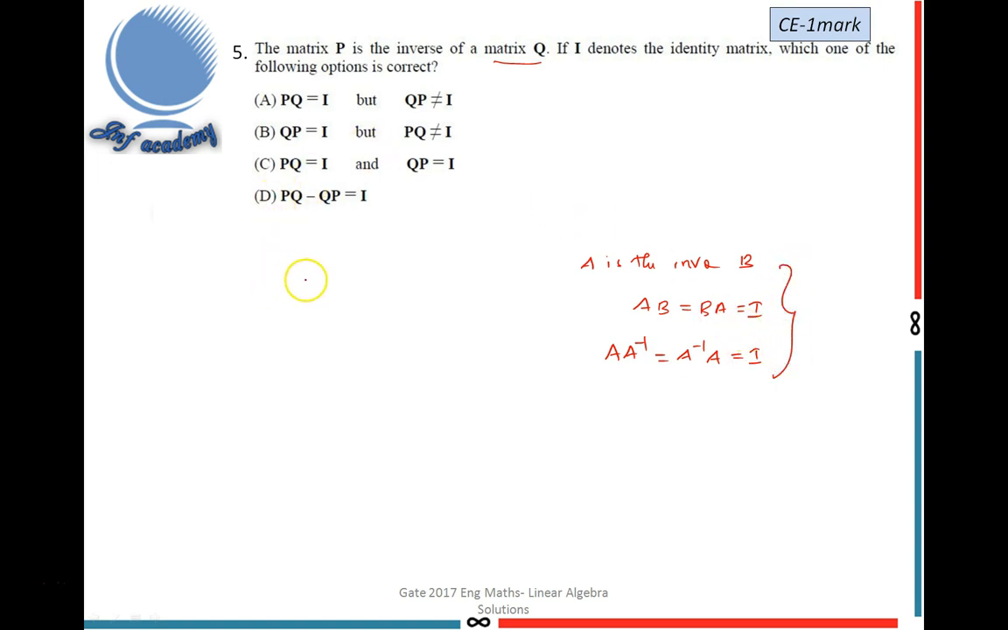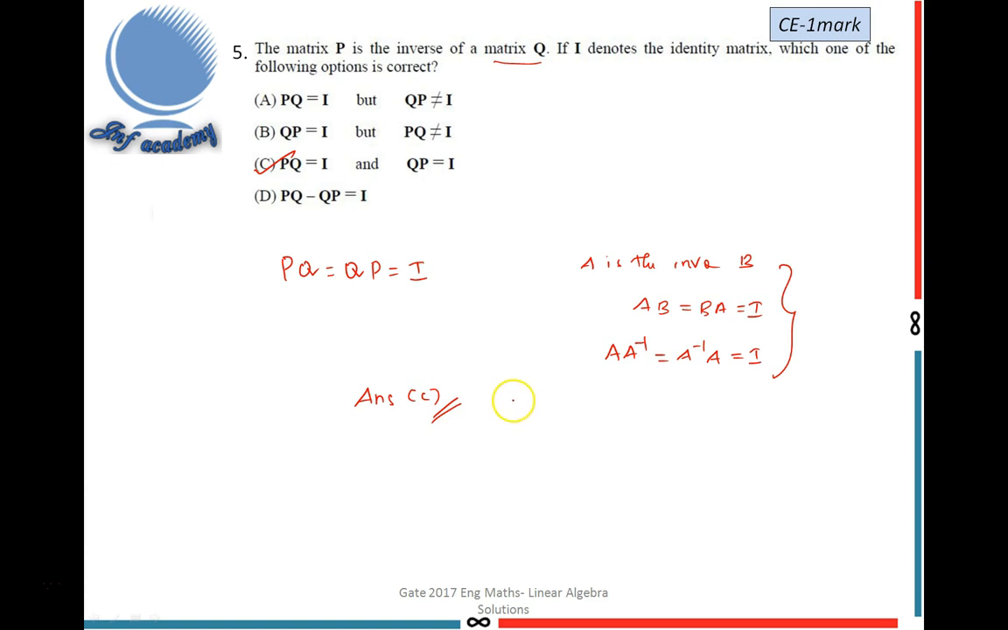So here P is the inverse of a matrix Q. So PQ equal to QP equal to I. This is the condition. That means PQ equal to I and QP equal to I. So answer is option C. Here I use the definition of inverse only. So the final answer is option C.